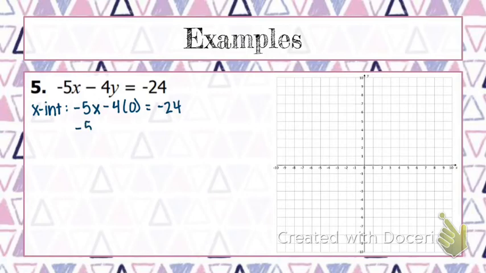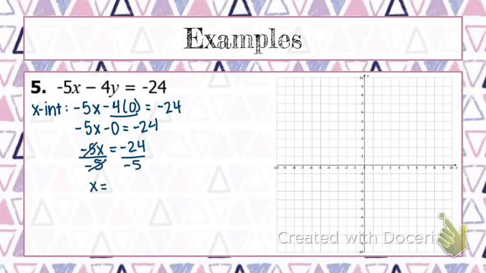So negative 5x, negative 4 times 0 is 0, so minus 0 equals negative 24. Negative 5x minus 0 is just negative 5x equals negative 24. And then we'll divide both sides by negative 5 to get x by itself. And x equals positive 24 fifths. And this one is a nice clean decimal, so you can write it as 4.8 if you would rather. So the x-intercept is 4.8, comma 0.